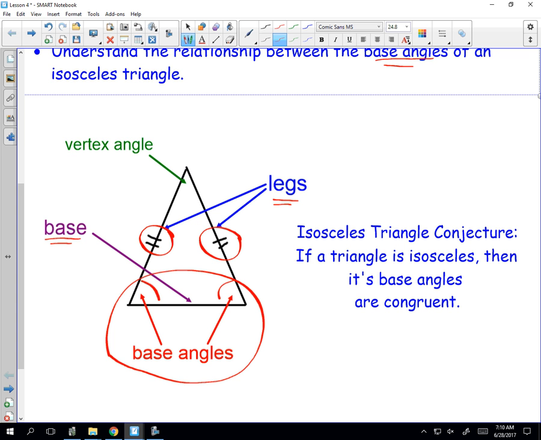We have the base side, which is the one side that's opposite of the two legs, and then we have the vertex angle, the one angle in the triangle that is not the same as the other two.